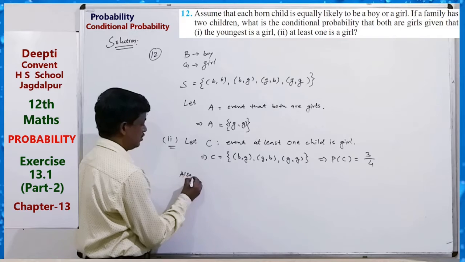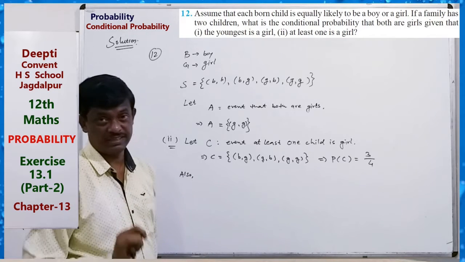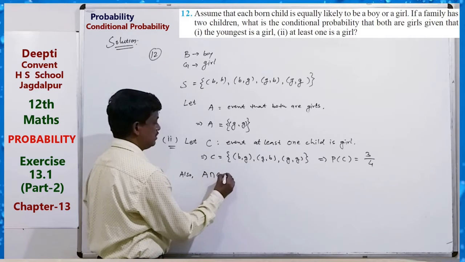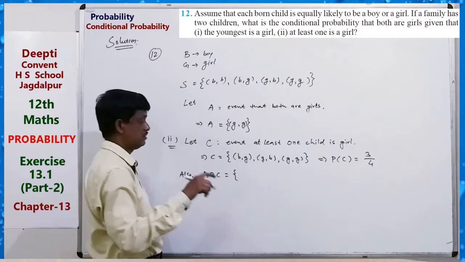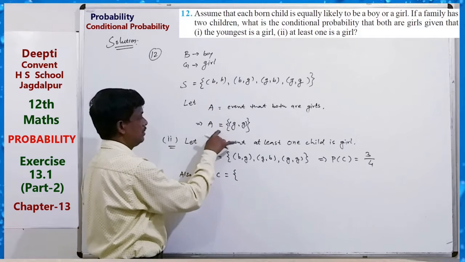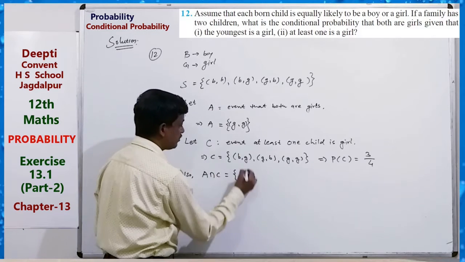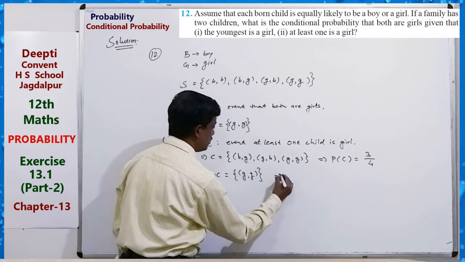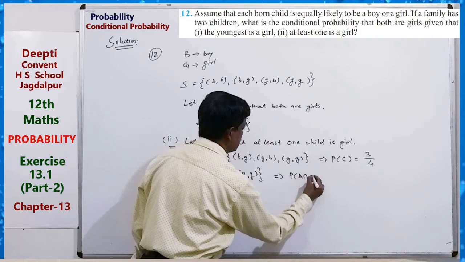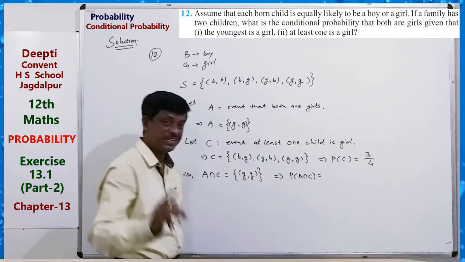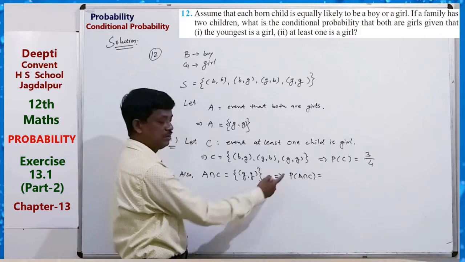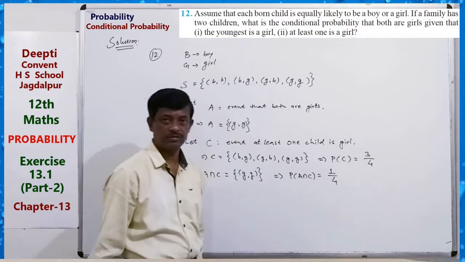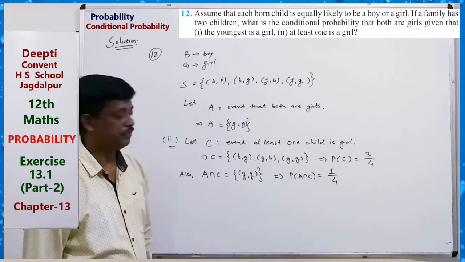Also, we have to find the probability P(A by C) here. Also, A intersection C. This is C, this is A. A intersection C is one element only in common. Implies P(A intersection C) is one element, so 1 by 4. 4 elements in total.